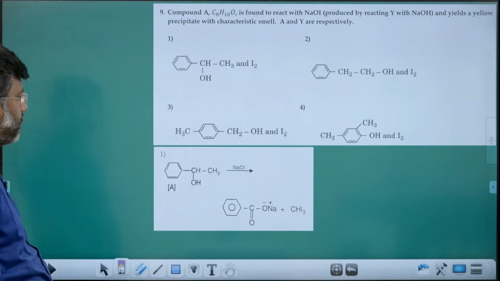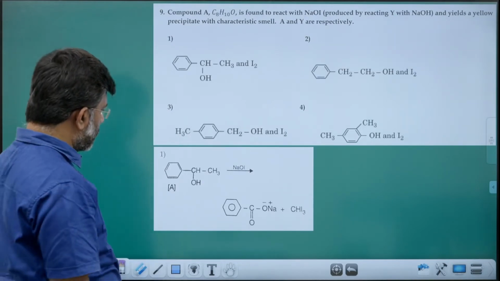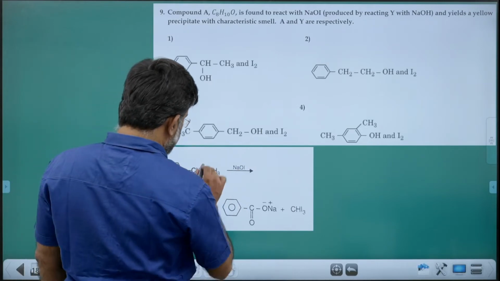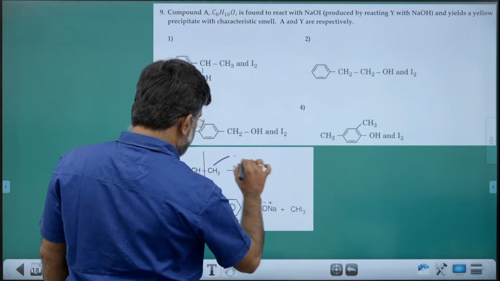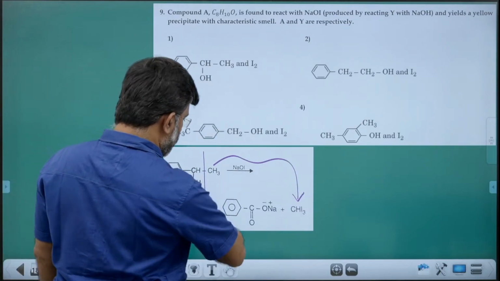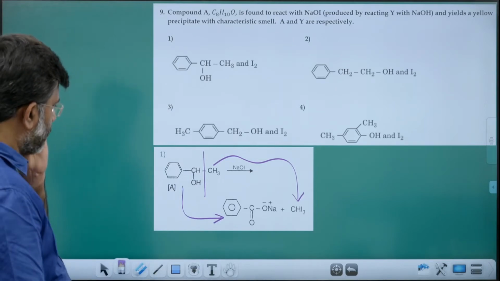Next question. This is the reaction happening, interacting with the methyl carbinol group. See, this will break here and this is converted to iodoform, and this part of the molecule will be oxidized to acid salt. That is what is happening. Next.